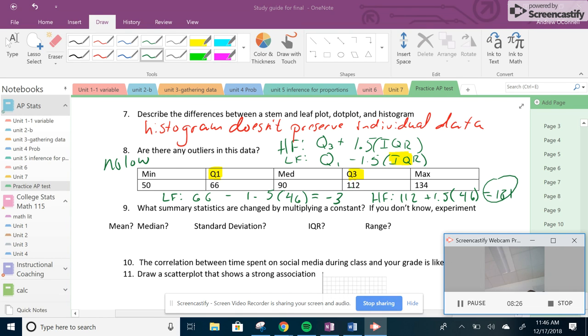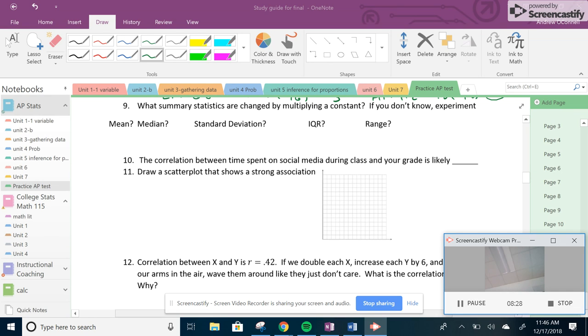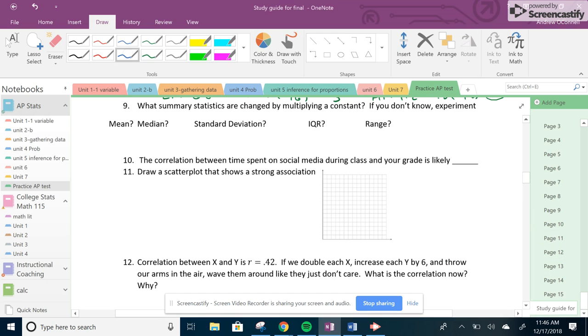Next, summary statistics that are changed by multiplying by a constant. If you don't know, try an experiment really quick. Does anybody remember this? Mean changes, yes. Median changes. You said the rest don't, though, so let's experiment.